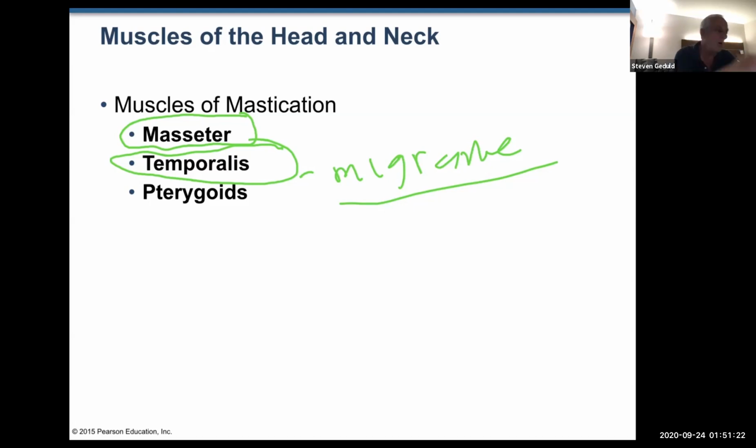Pterygoids are the muscles that allow the jaw to go side to side. Not a lot of power there, but it allows movement to the side, like when you're chewing. When you chew, it's not a straight up and down motion. It's a sideways, cyclical motion. And the pterygoids allow you to pull sideways. So those are your 3 muscles of mastication. Again, the main one is your masseter.